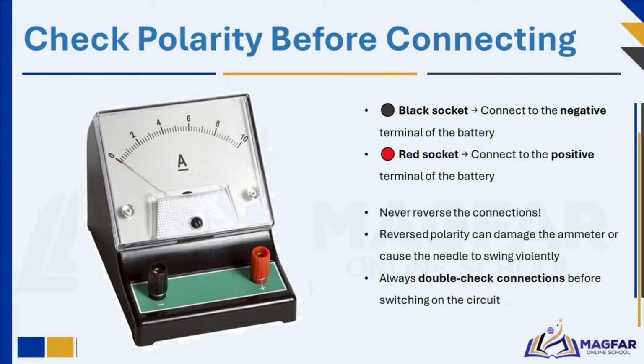When connecting an ammeter, it's crucial to match the polarity correctly. The black negative socket should go to the wire leading to the battery's negative terminal, and the red positive socket to the wire leading to the positive terminal. Reversing these can damage the ammeter or cause the needle to swing dangerously, so always double-check your connections before switching on the circuit.